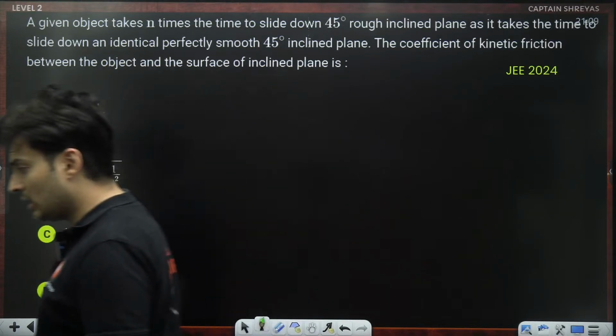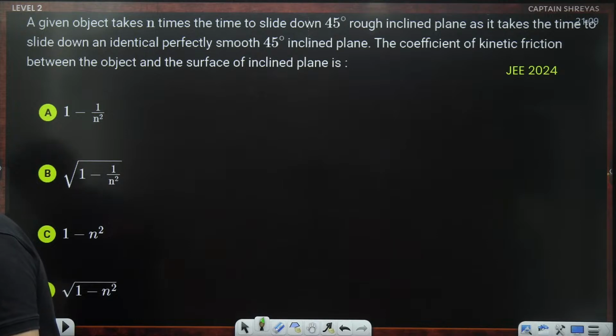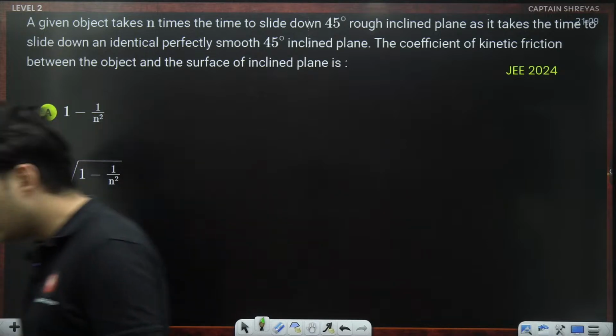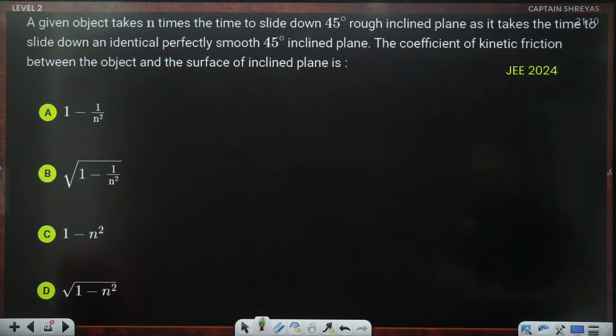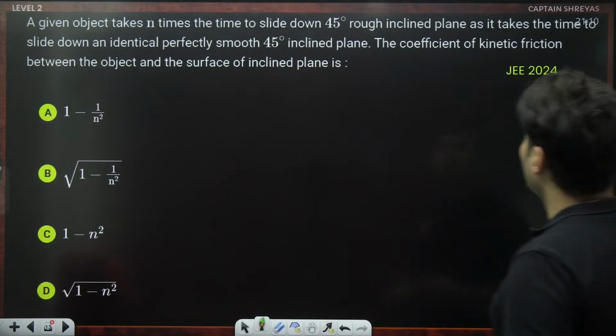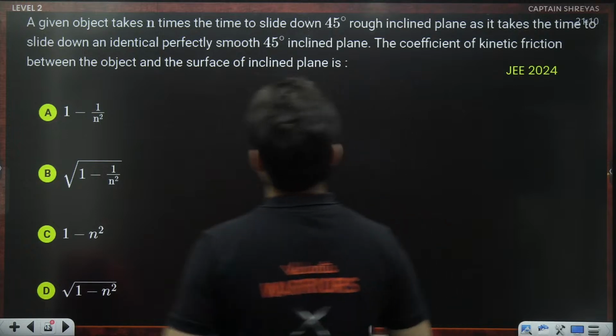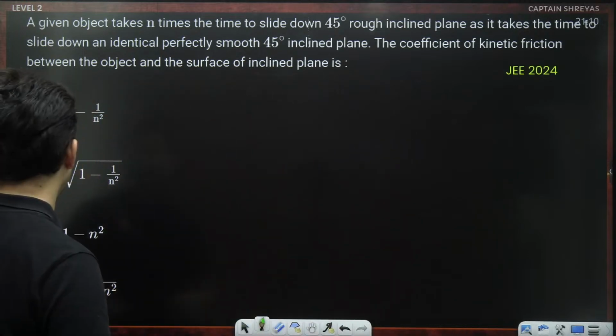Let's go to the next one. All right. Let's go. So now in this particular question, an object takes n times the time to slide down as it takes to slide down a perfectly smooth plane. Coefficient of friction is how much? Angle of inclination is 45 degrees.